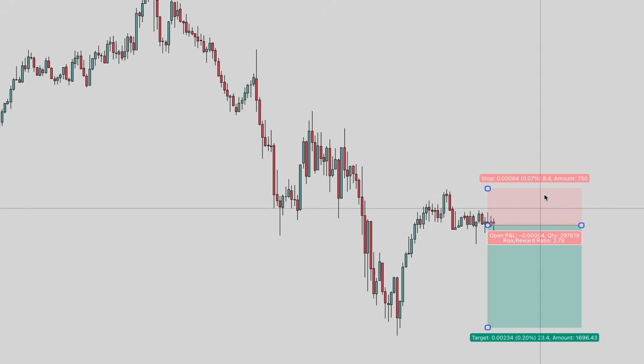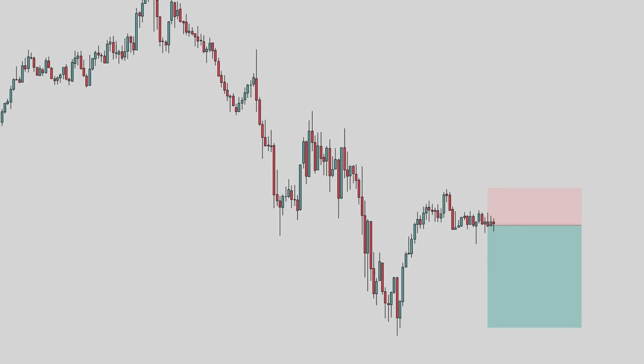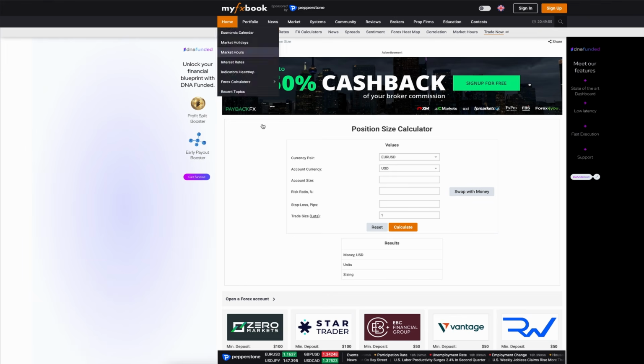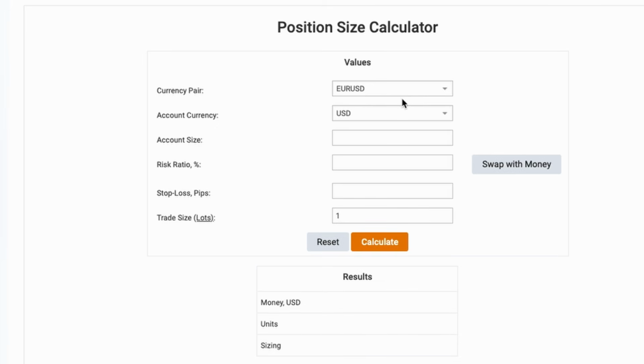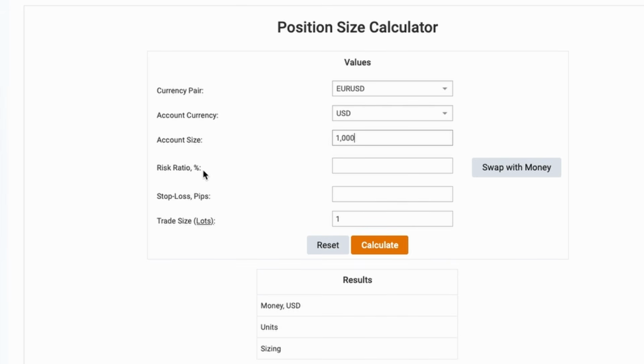Get that number of pips, which is 8.4, and then come to the position size calculator at myfxbook.com. You'll find this on Google. Just go to myfxbook and look for position size calculator. Then you come to the currency pair, in this case euro dollar. You're trading US dollars, and let's say your account balance here is $1,000. Let's assume it's $1,000, and you're risking, for example, 1% per trade. Okay, or let's say we're risking 5% per trade.